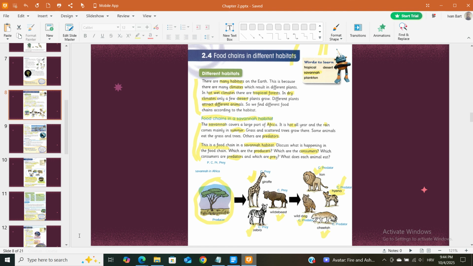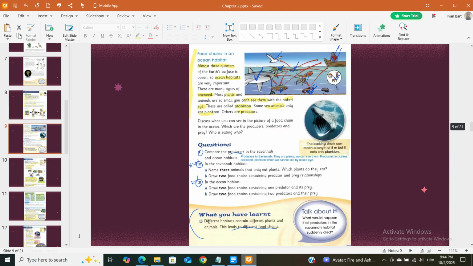Food chains in an ocean habitat. Almost 3/4 of the Earth's surface is ocean, so ocean habitats are very important. There are many types of seaweed. Most plants and animals are so small you can't see them with the naked eye. These are called plankton. Some sea animals only eat plankton. Others are predators. Discuss what you can see in the picture of a food chain in the ocean.